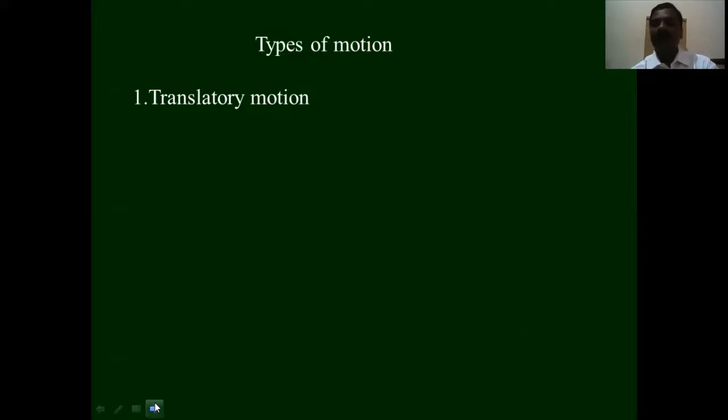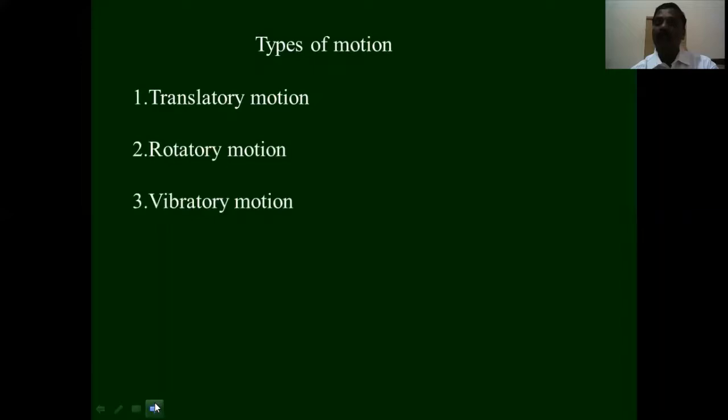You can take an example of translatory motion. There are also different types of translatory motion. The second is rotatory motion. This motion indicates that there is an axis and all the particles of the object are moving about this axis, like the rotation of the earth about its axis, or the motion of a top about its axis. So in case of rotatory motion, the axis of rotation plays a very important role.